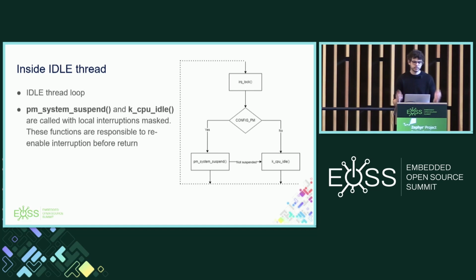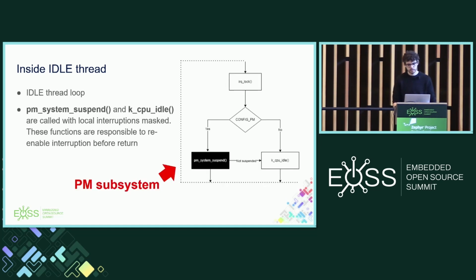The key or tricky part here is that at the end of the loop, interruptions have to be unlocked. It's a little bit tricky because you start with the interruptions locked, and then you do power management, and at the end of this you have to remember to restore interruptions. From that perspective, system power management happens inside this function called pm_system_suspend, the highlighted box here.